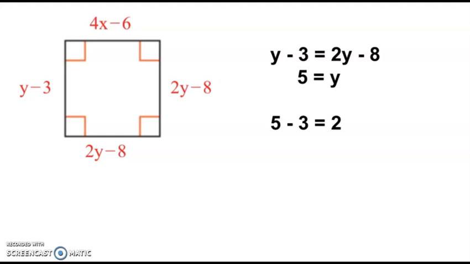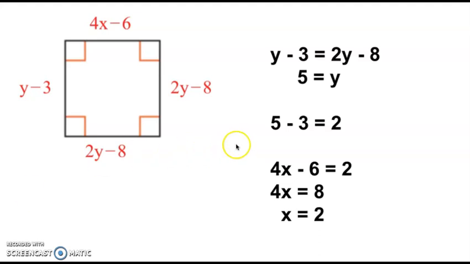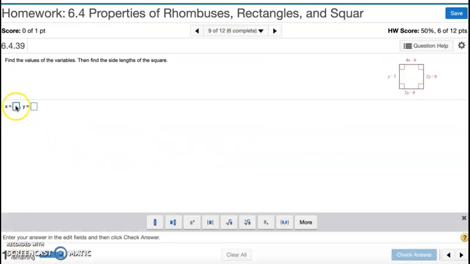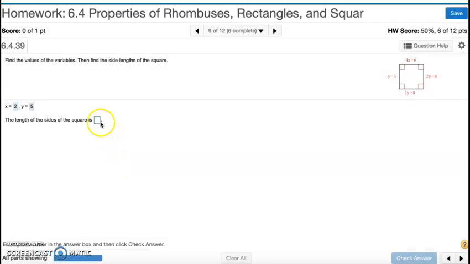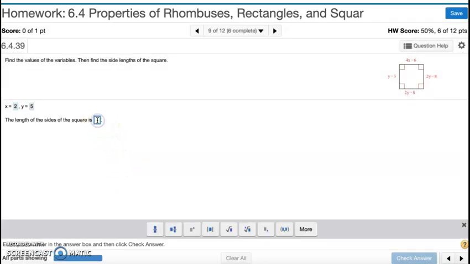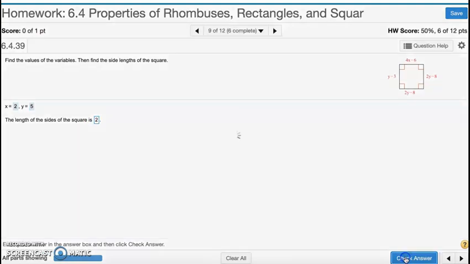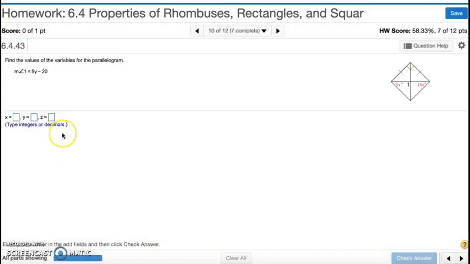Now to find x, I'm going to take 4x minus 6 and set that equal to 2, because the side length equals 2. So now I add 6 to both sides, I get 8, and then divide both sides by 4, so I get x is 2. So y is 5 and x is 2. So let's type that in. So x is 2 and y is 5. And we said the length of the sides of the square is 2. That's number 9.